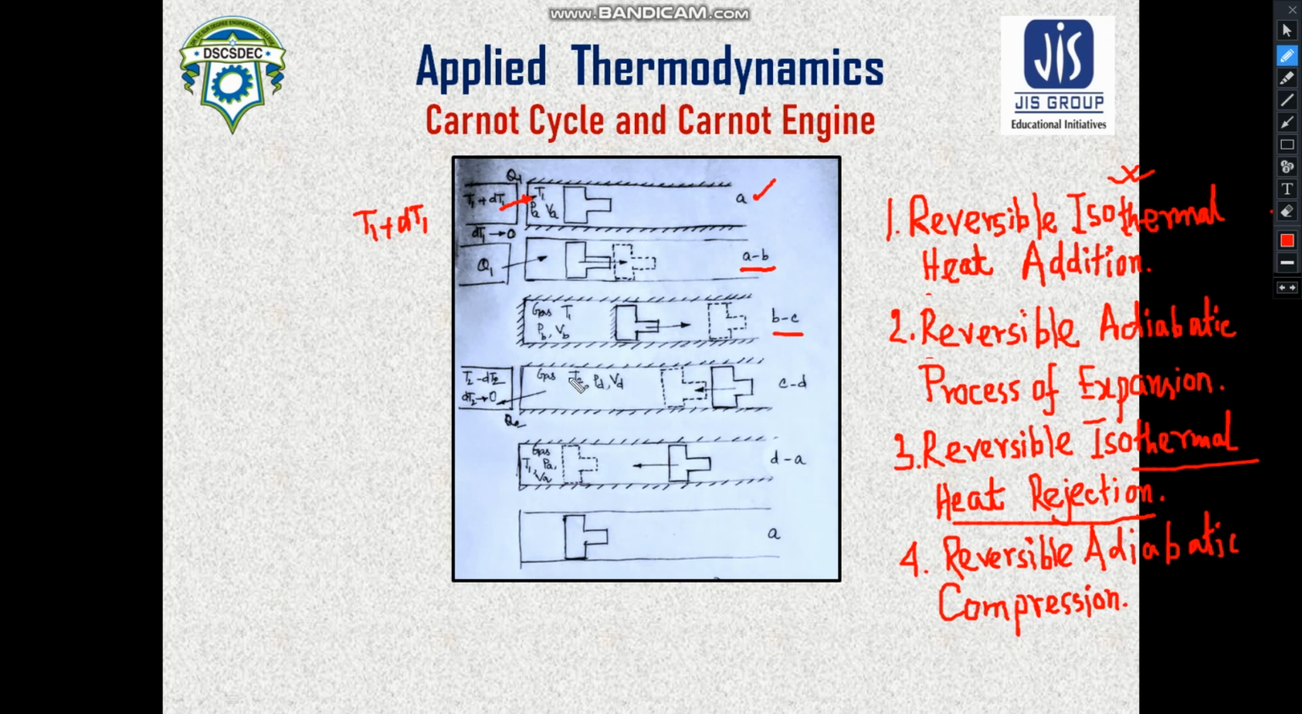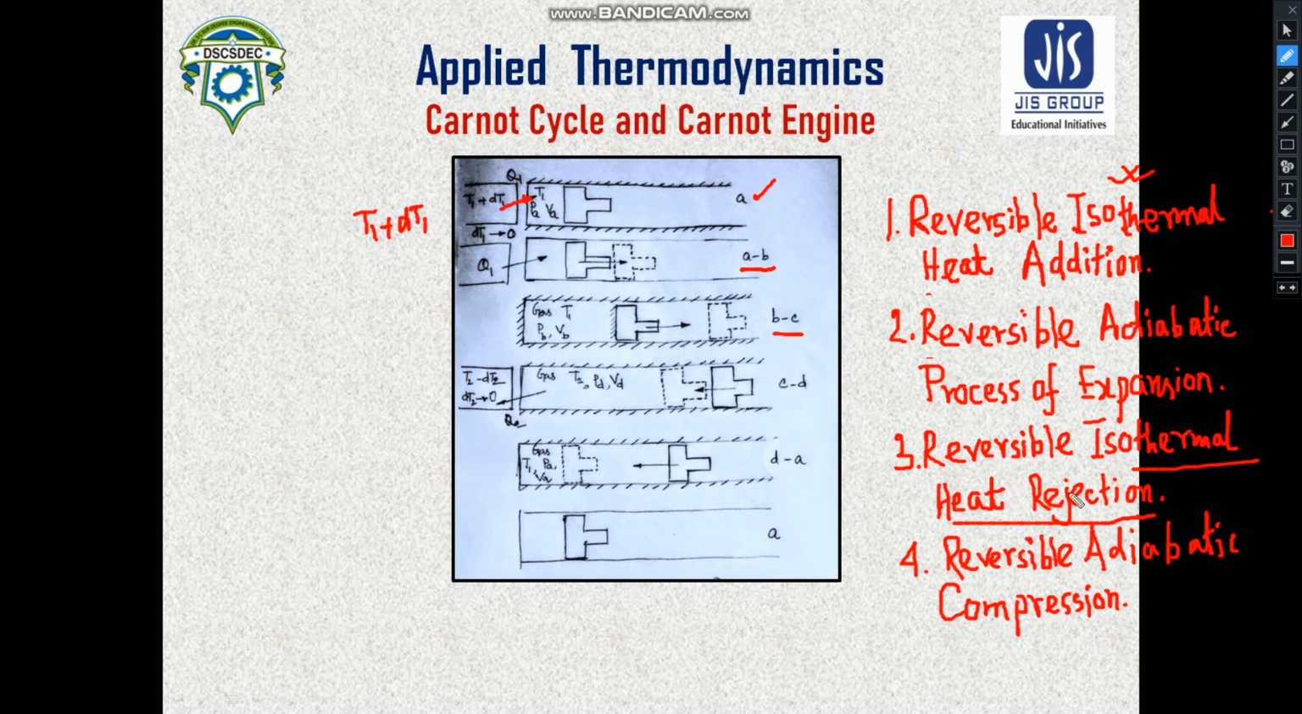Isothermal condition means the system and the surroundings will remain at the same temperature. That doesn't mean there shouldn't be a temperature difference. A temperature difference will always be present so that heat transfer can take place.